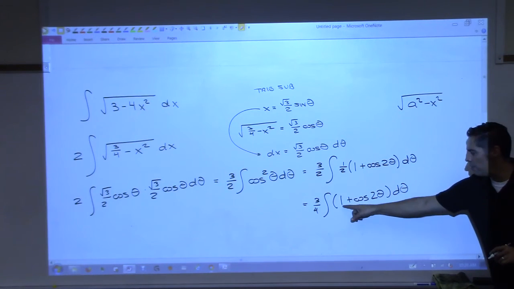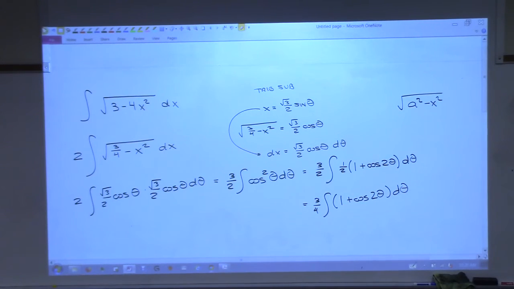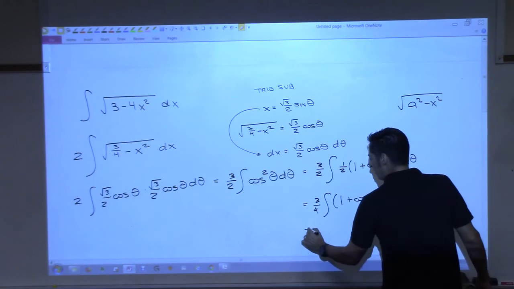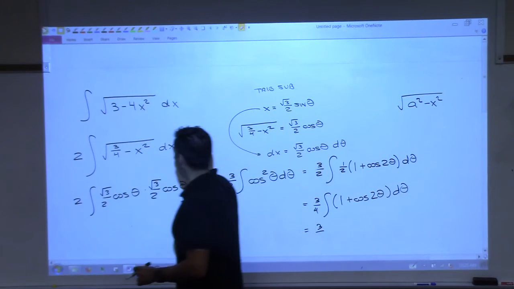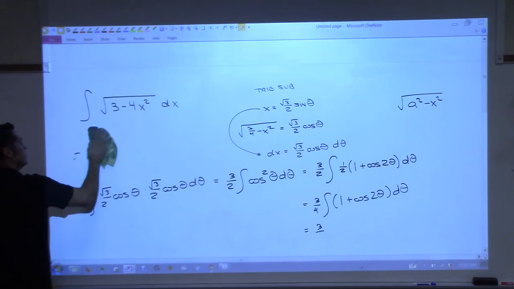What's the antiderivative of 1? Theta, right? Because our variable's theta here. So we've actually got a good thing going on here. Let me move this up here. Any questions while I erase here?